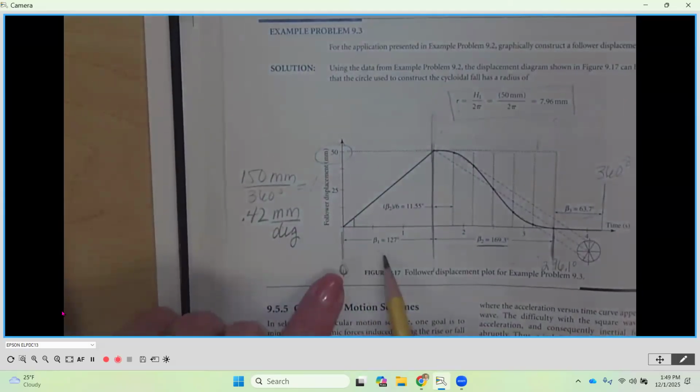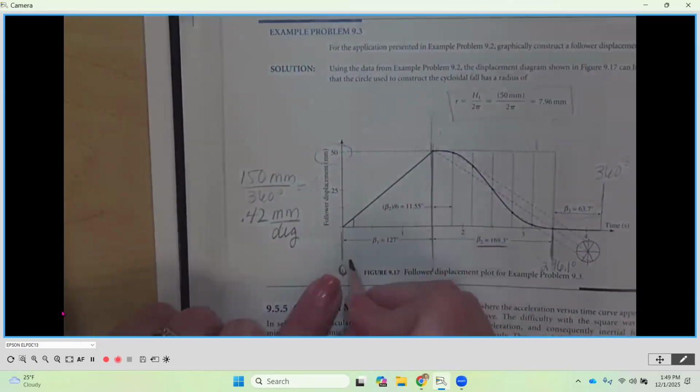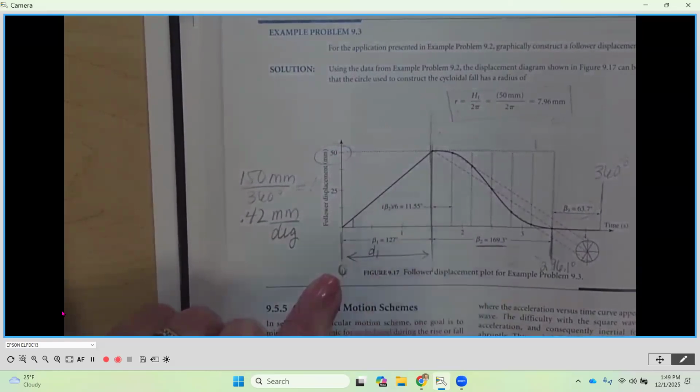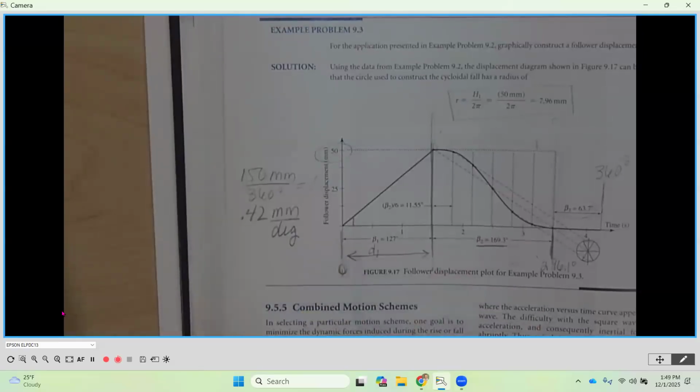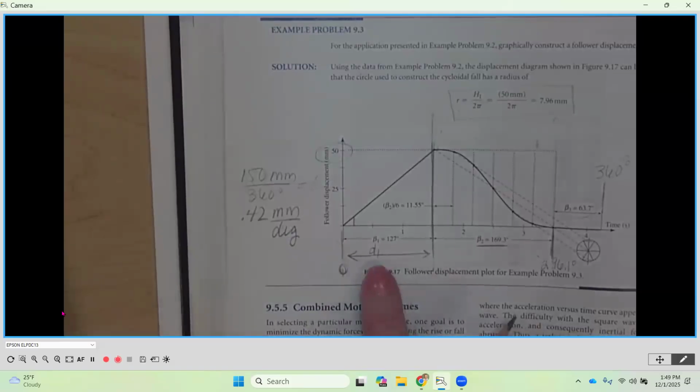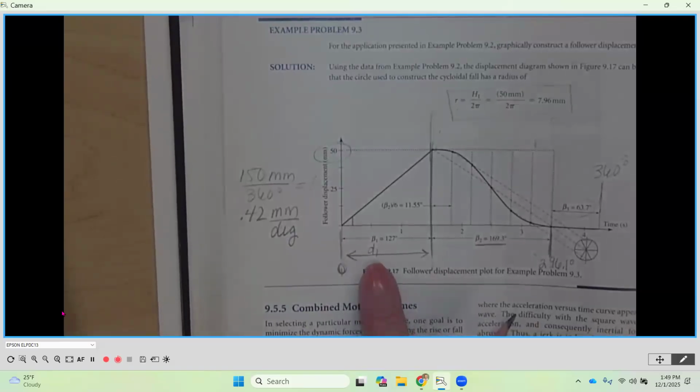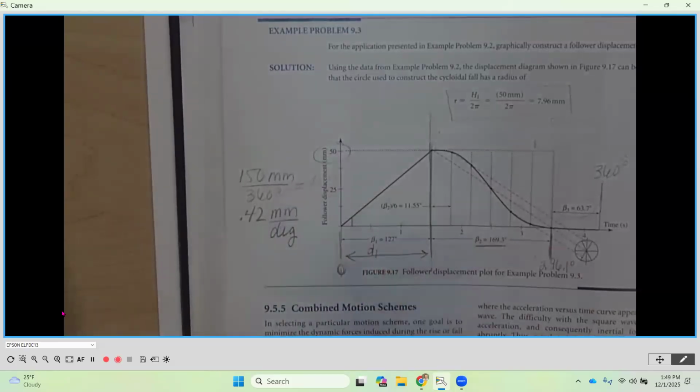Now, if I want to get this distance here, I'm going to call this D1. If I want to represent 127 degrees along that axis, knowing that it's 0.42 millimeters per degree, how am I going to get D1? Multiply them together, right? Yes.